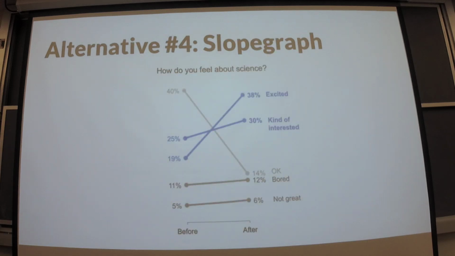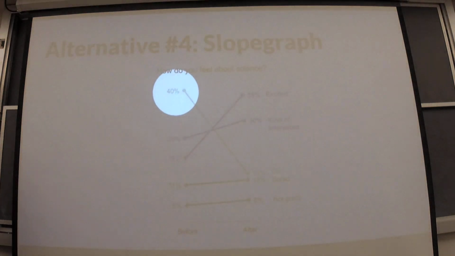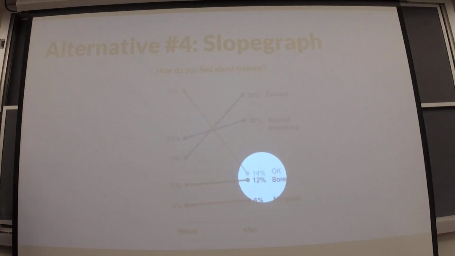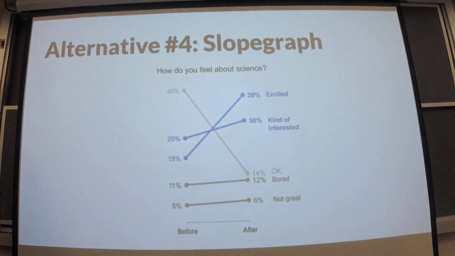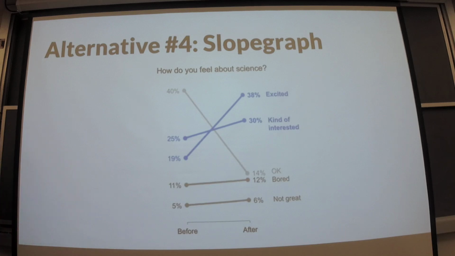Here is an alternative that I kind of like, the slope graph. This is a way to simply say before and after I have these points, and then I simply connect these same bins. And here I see this very drastic drop from okay at 40% to 14%. We saw that earlier, but it's very evident in this trend. And we also very clearly see that the bored and not great camp didn't really change all that much.